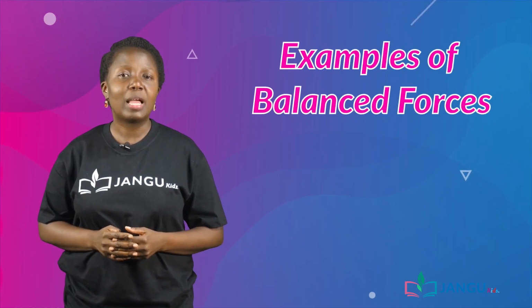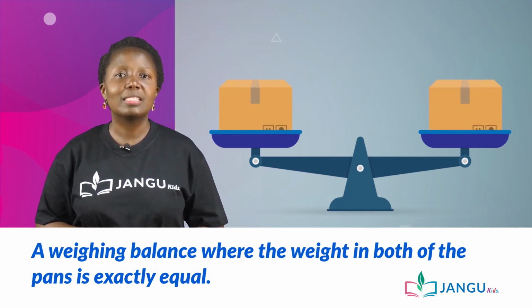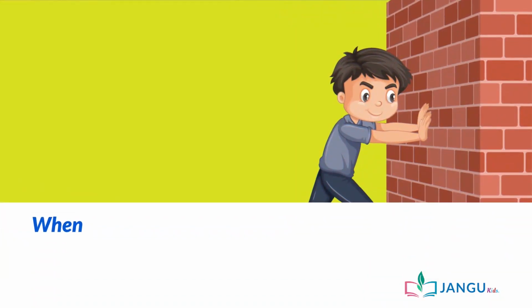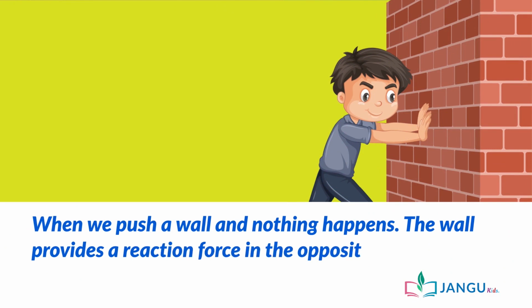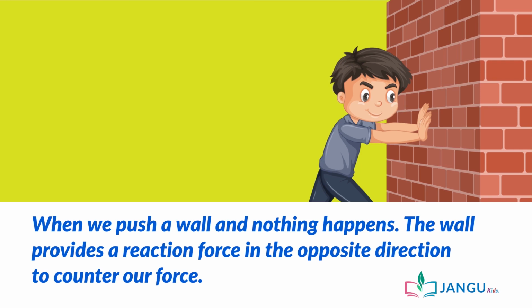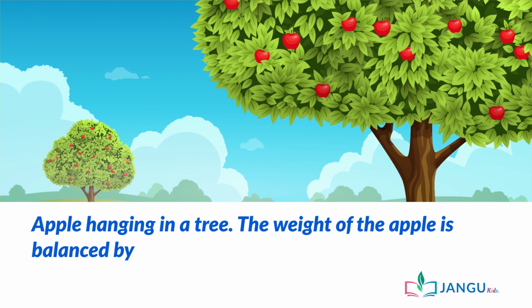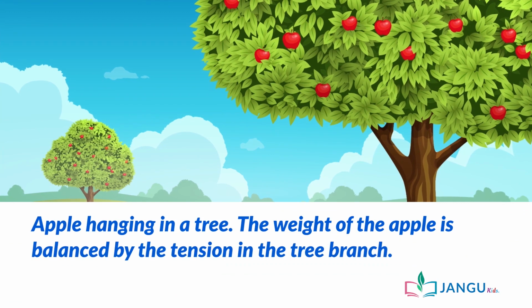Some examples of balanced forces include a weighing balance, where the weight in both of the pans is exactly equal. When we push a wall and nothing happens, the wall provides a reaction force in the opposite direction to counter our force. Apple hanging in a tree. The weight of the apple is balanced by the tension in the tree branch.